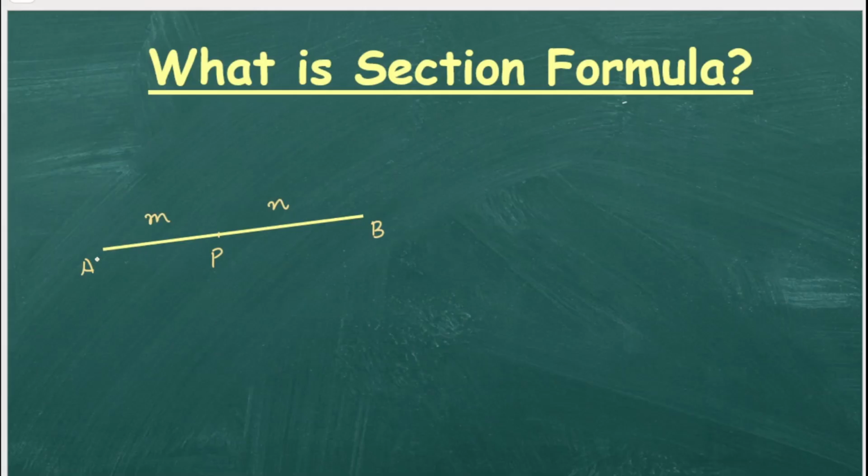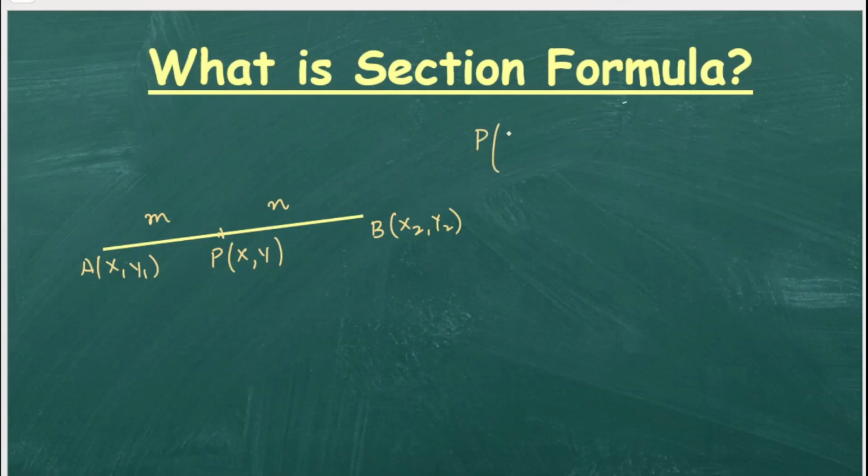Now let the coordinates of the point A be (x1, y1), and let the coordinates of the point B be (x2, y2). And of course, P will also have some coordinates. Let those be (x, y). Now this point P is dividing the line segment AB internally in the ratio m is to n. So what are the coordinates of P? That is given by the section formula.